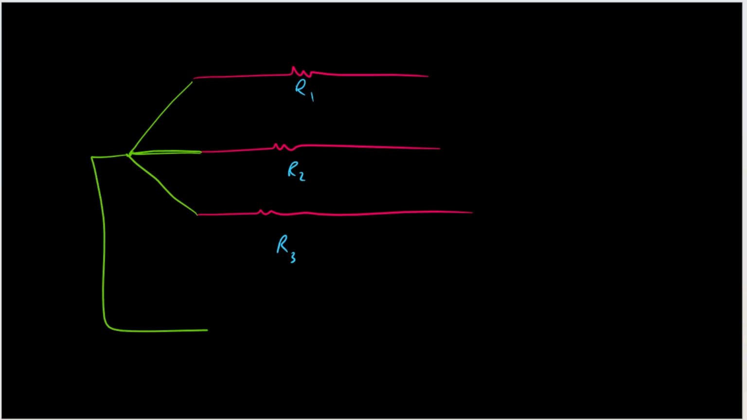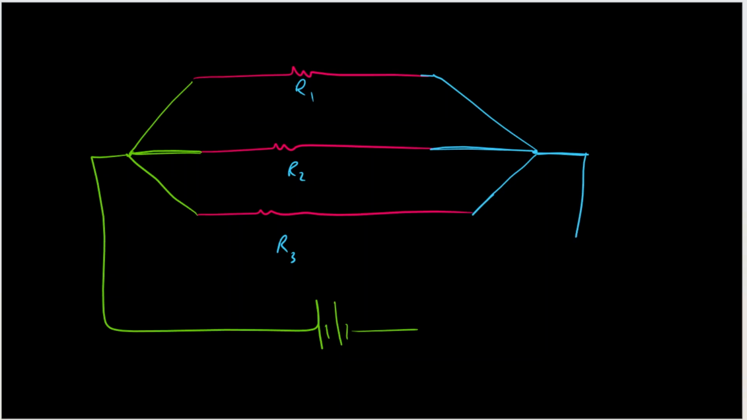And we will connect it with the battery. Then we will connect all the outputs of the resistors with another point. And we will connect this point to the battery. So in this case, this is the total current.